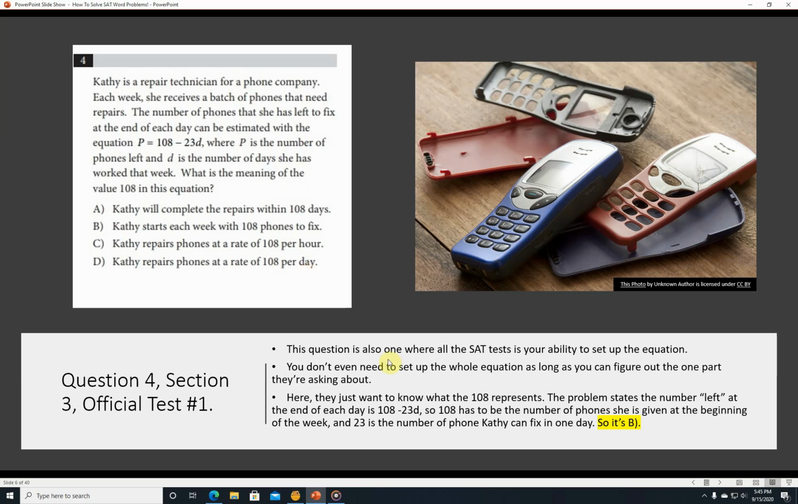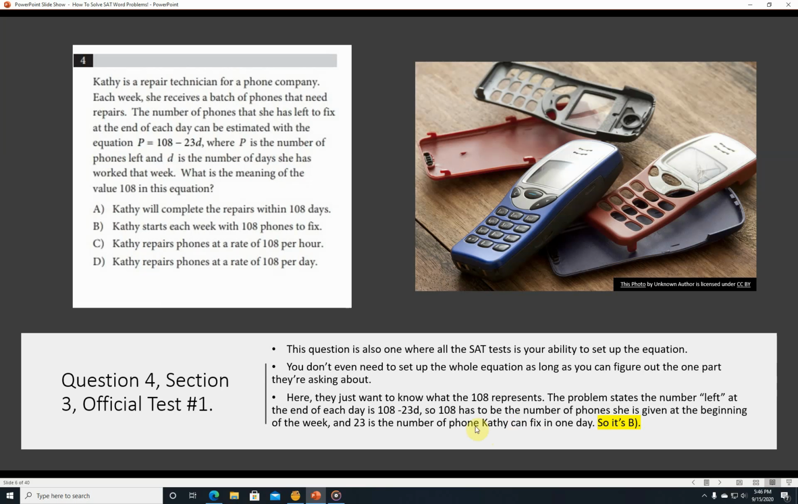So this is also a question where all the SAT tests is your ability to set up the equation. You don't even need to set up the whole equation as long as you can figure out the one part they're talking about. So here they just want to know what the 108 represents. Well, the problem states the number left at the end of each day is 108 minus 23D, so 108 has to be the number of phones she's given at the beginning of the week, and 23 is the number of phones Kathy can fix in one day.